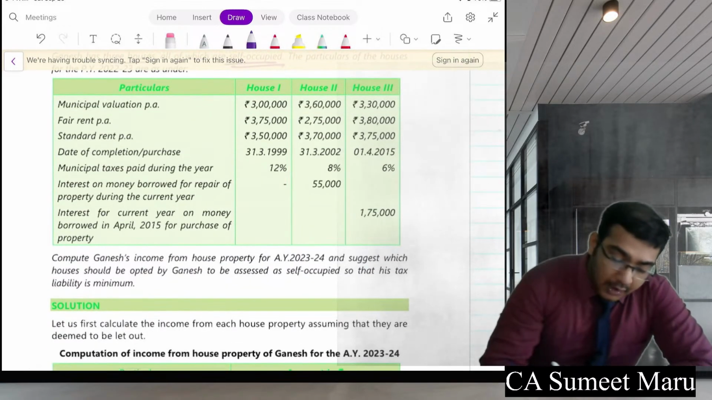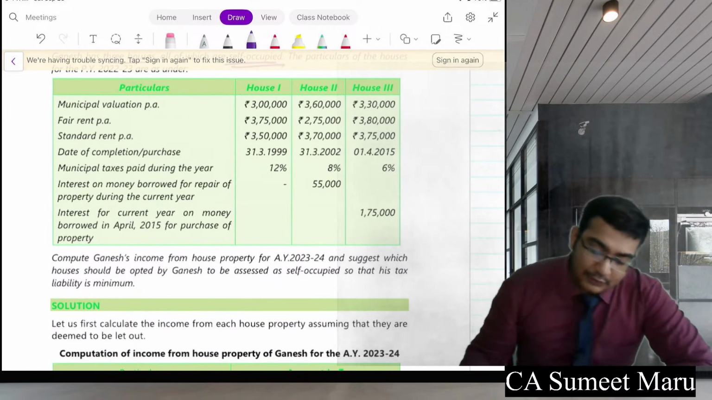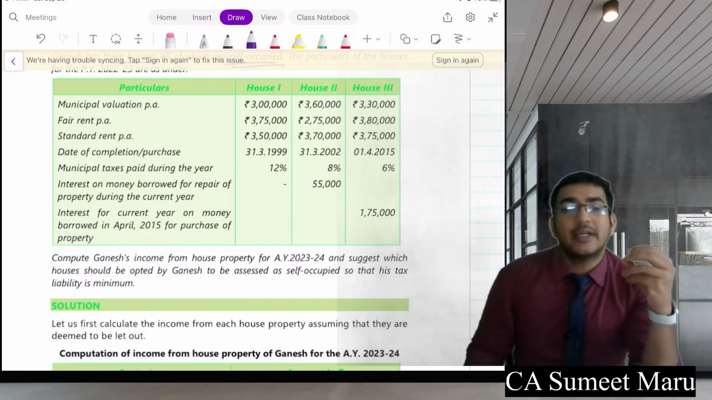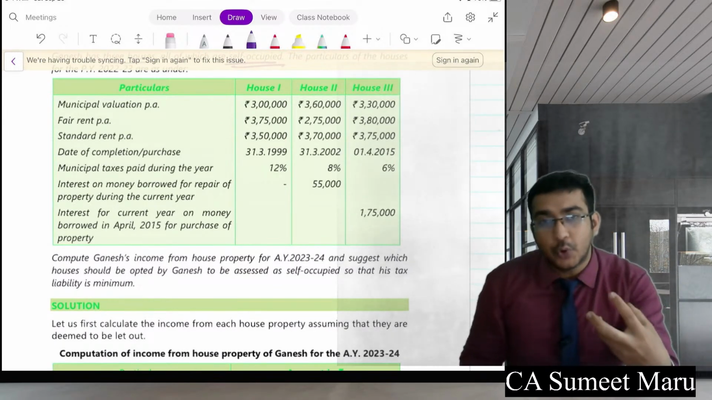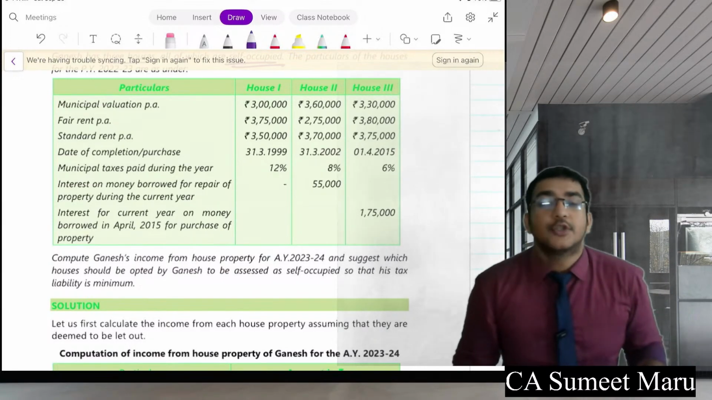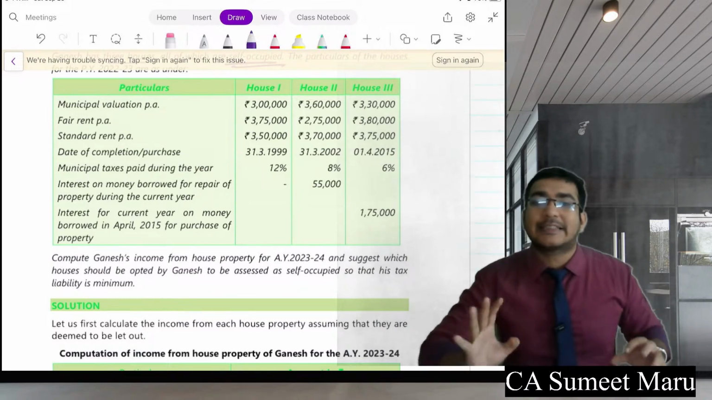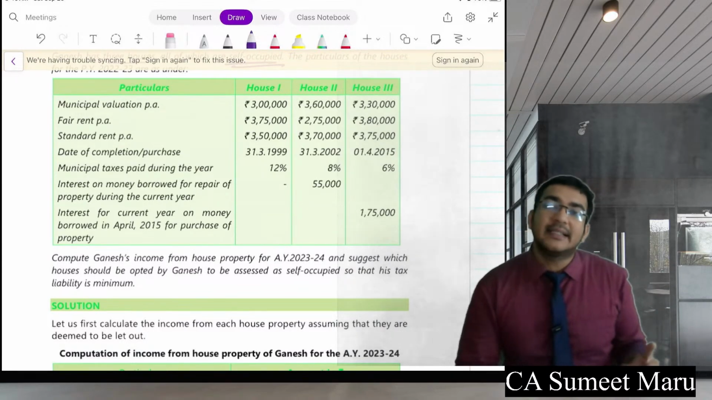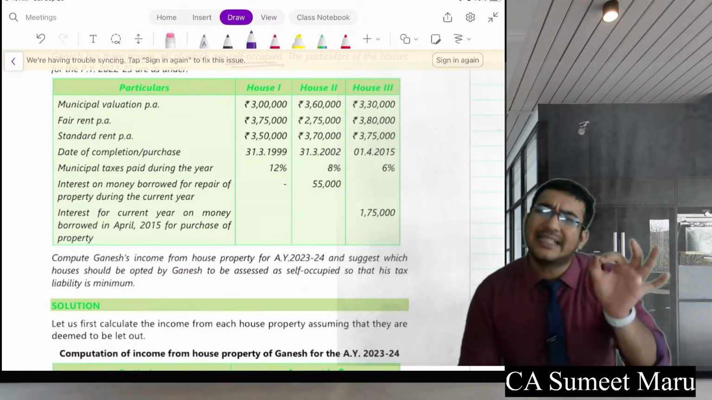See here, the values of house 1, house 2, and house 3 have been given to you. In such a case, where the option is upon you to treat any 2 as self-occupied and 1 as deemed to be let out, you will take those 2 houses which have the maximum GAV. So your step 1 is that you consider all the houses as self-occupied.